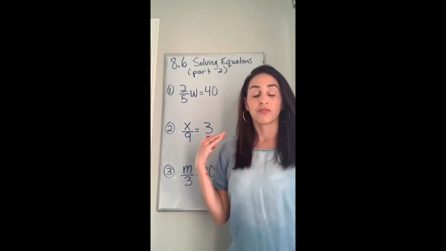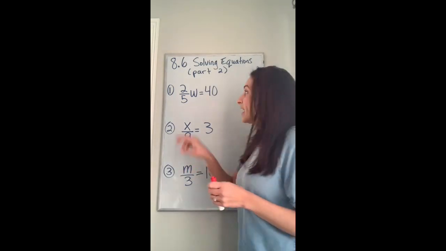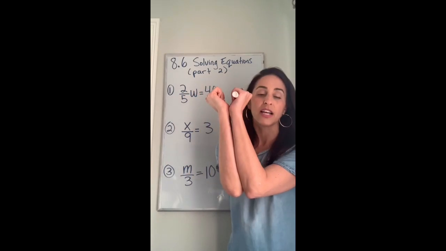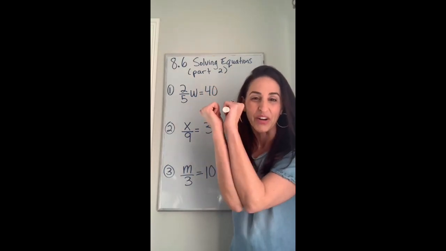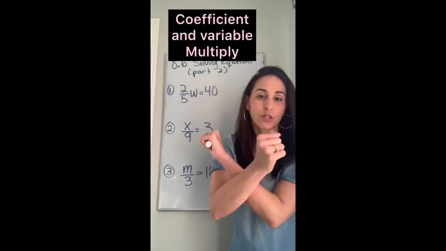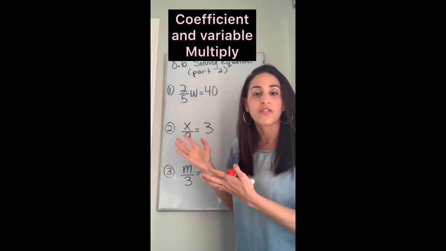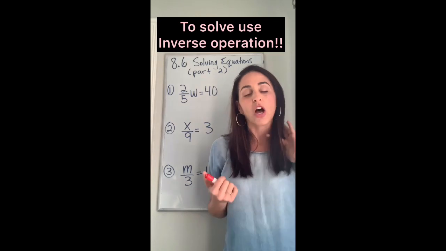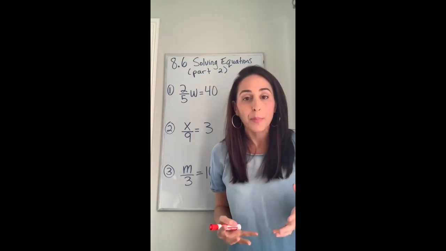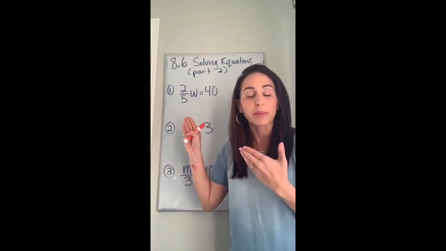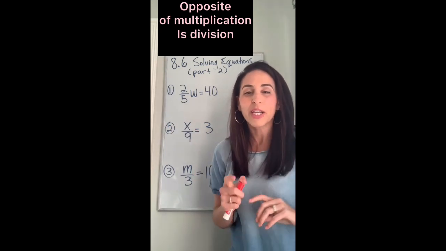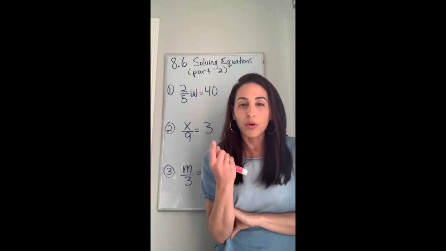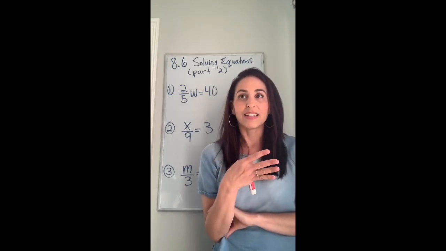I tell you that we have to use inverse operations. Right now they are multiplying because they're stuck together, and when a coefficient is stuck together with a variable, they are multiplying. But to be able to solve this, we have to use inverse operations, which means what is the opposite operation? If this is multiplication, what's the opposite? Division. Great.